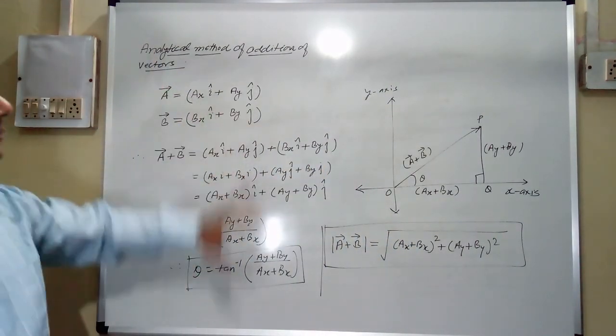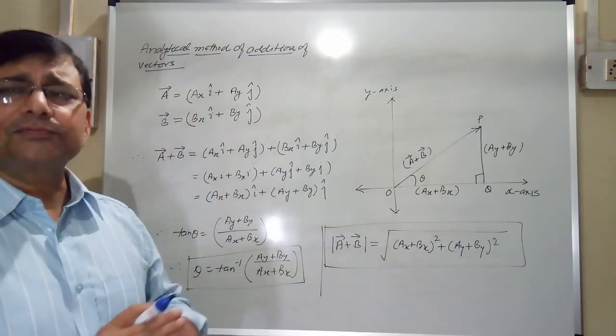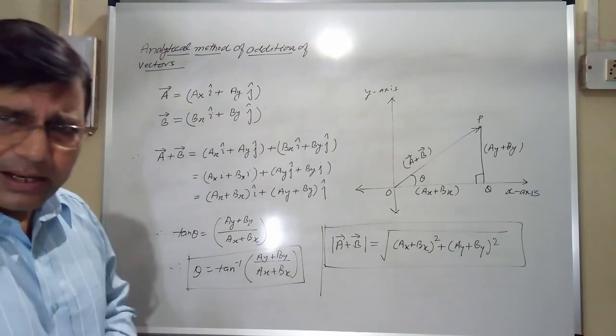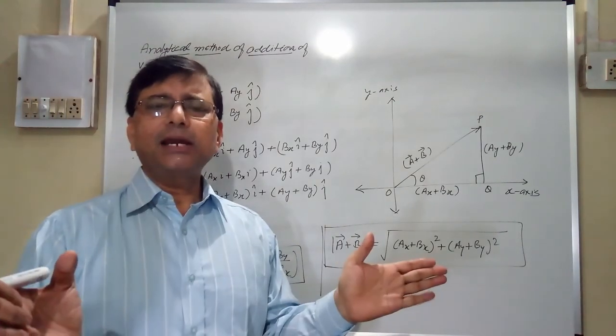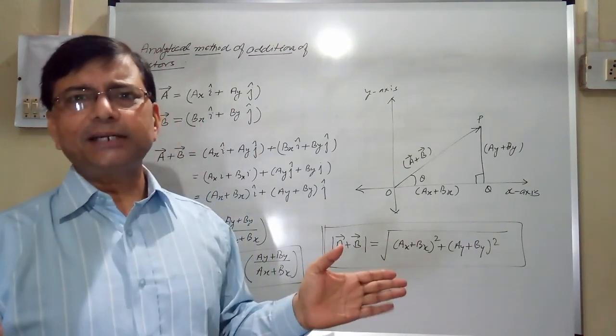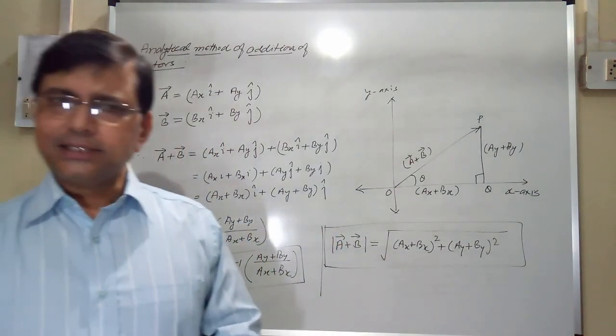The concept of the analytical method of addition is clear. Even if there are 3 vectors, 4 vectors, 5 vectors, irrespective of the number of vectors, this method is very easy because we are taking the resolution of these vectors along two perpendicular directions. So I think it is clear to all of you.